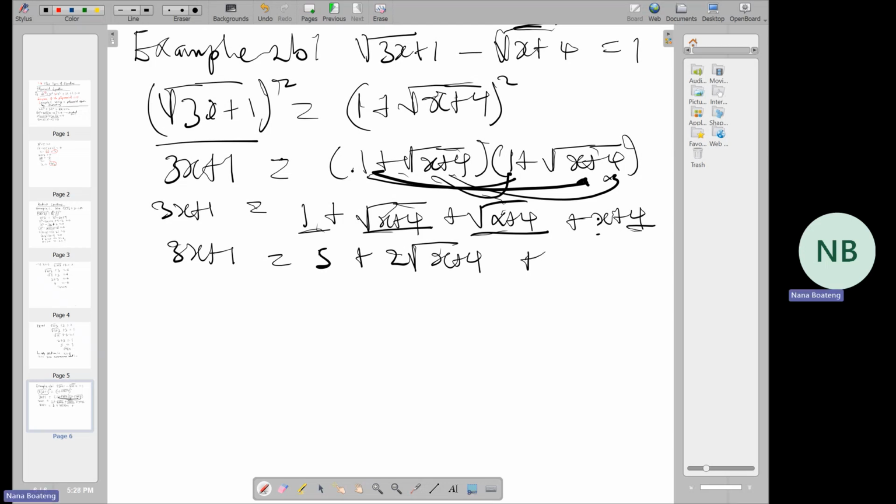plus the x term here. Okay, so now we try to simplify by grouping all the other terms on one side and the term that involves the radical on the other side, to take squares again. All right, so plus x, not 4.